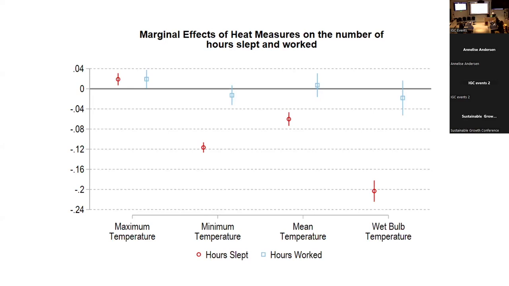And this is on number of hours slept. And again, you can see, as you might expect, that minimum temperature and wet bulb temperature have a big effect on people reporting how long they slept. And that's less associated with maximum temperature.